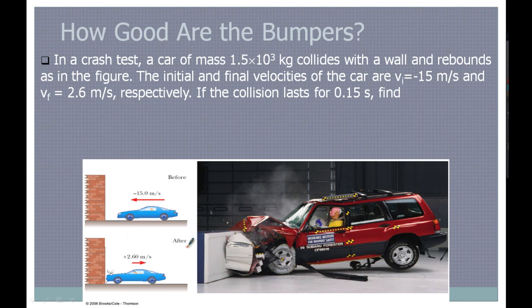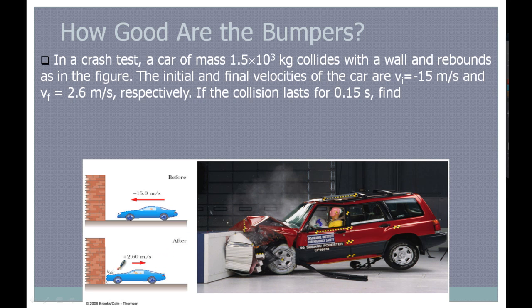Pretty easy stuff. So bumpers on your car deal a lot with impulse and momentum. In a crash test, a car of mass about 1,500 kilograms collides with a wall and rebounds, as in this picture. He's going to the left at 15 meters per second. That's why we have a negative here. He bounces off, going the opposite way at 2.60 meters per second. Now if you bounce off going 15 meters per second, you would probably die.